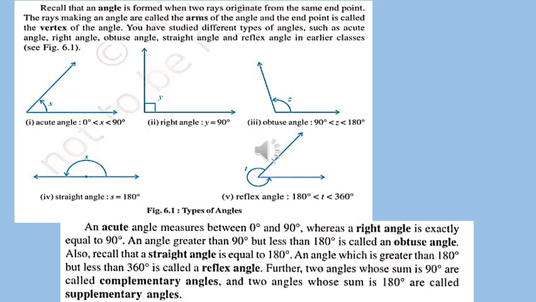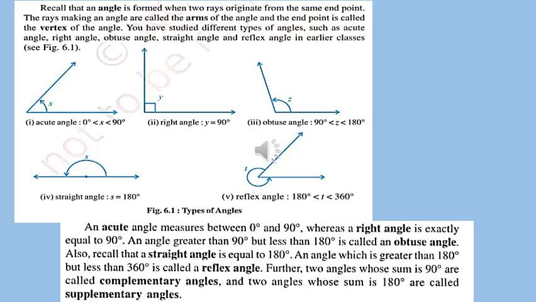You have studied different types of angles in previous classes: acute angle, right angle, obtuse angle, straight angle and reflex angle. So let us recall all those angles. See here, the first figure shows an acute angle. What is the measurement of an acute angle? An acute angle measures between 0 and 90 degrees, that is from 1 up to 89.99.